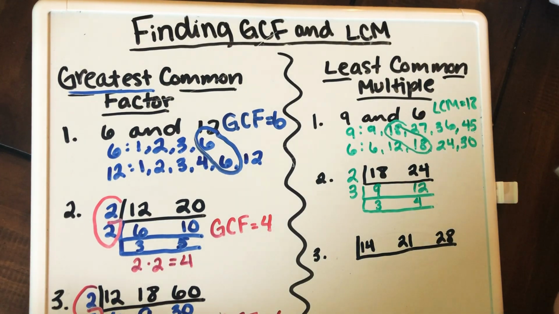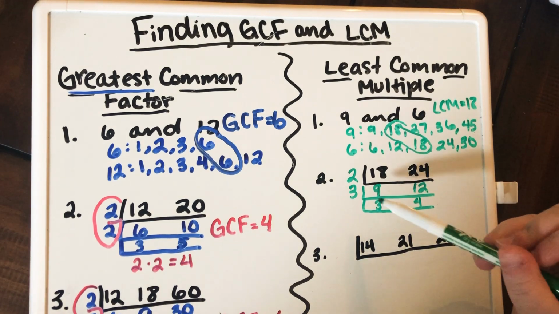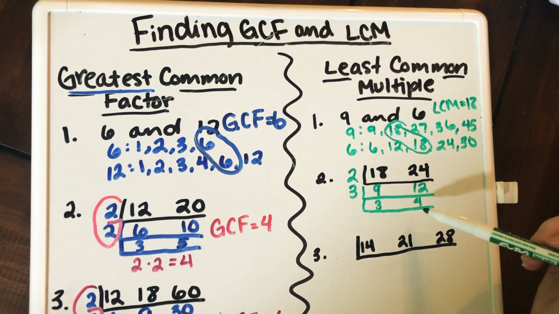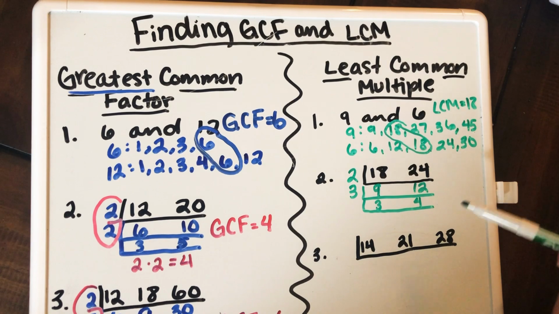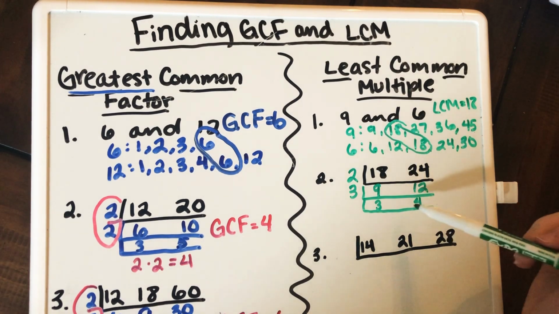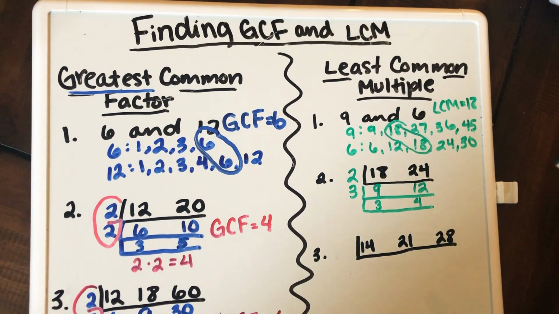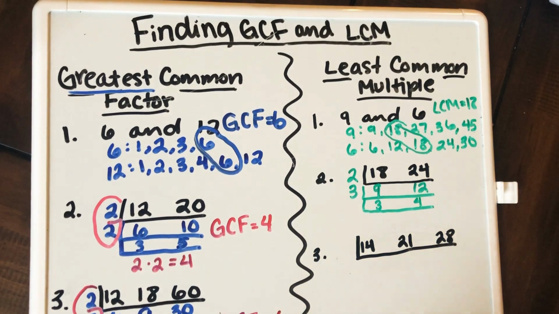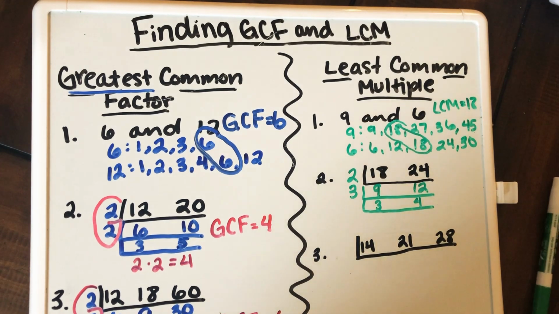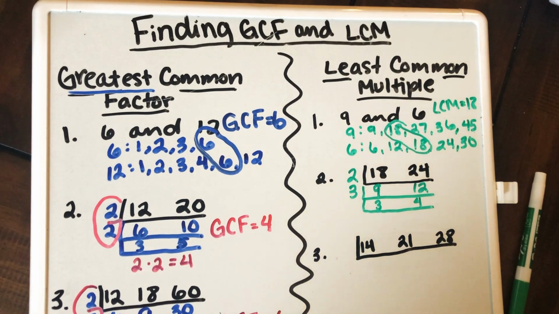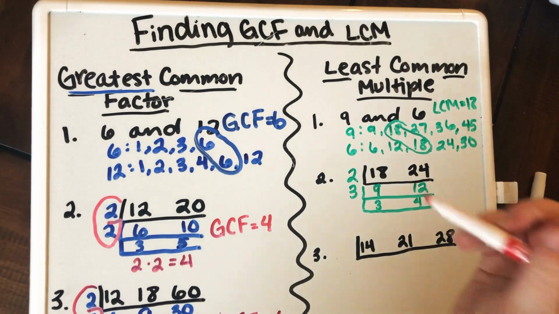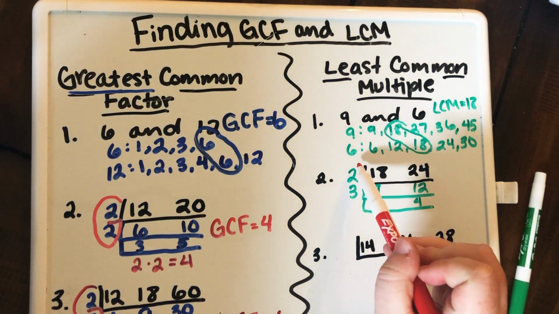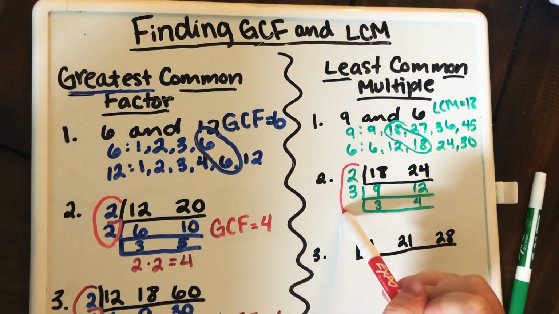Can we go any further? No, all of these are prime. So if they're all prime, you can't. If you've got a composite number, or if they're both composite, then you can keep going. But because we've got prime numbers all the way around, we stop. And this is not GCF, so we're actually not going to make a G, but it's LCM, so we make an L.